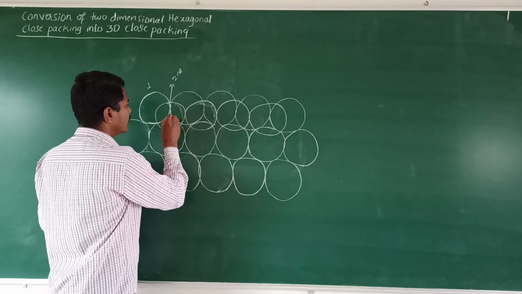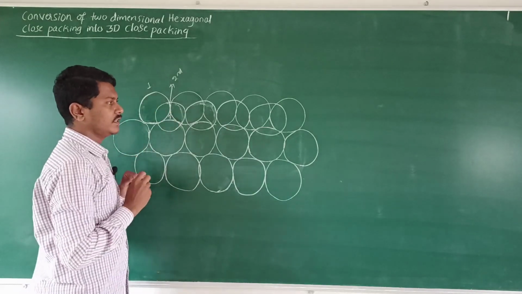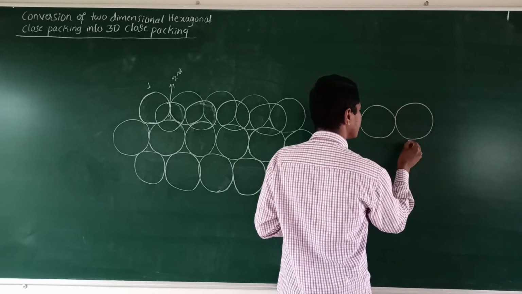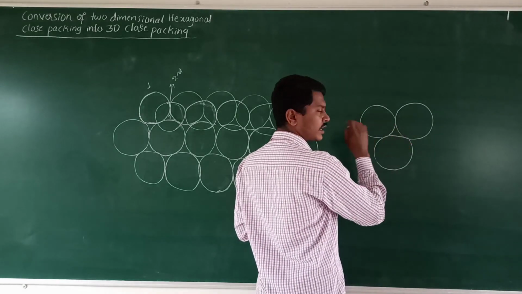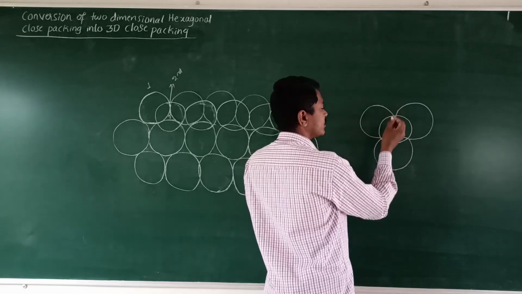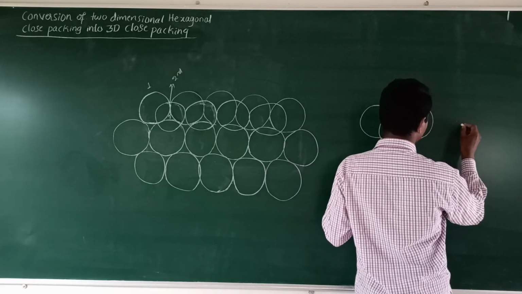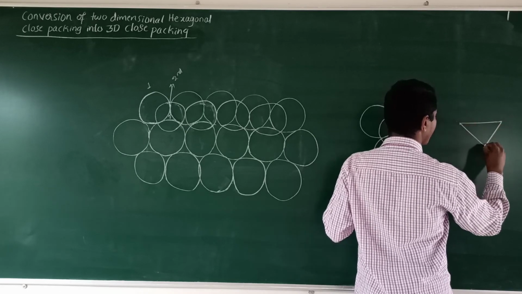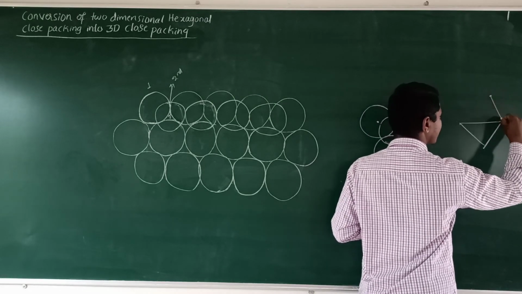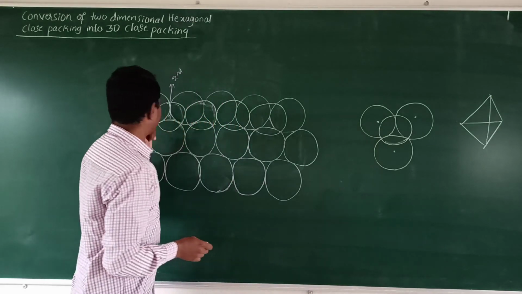Okay, like this. When we apply the second layer on the first layer, we get one tetrahedral void. See how it looks like this. These are the three spheres. One triangle-shaped void is formed. This depression is filled by the second layer sphere. These three are in a trigonal shape, and another one is above, like this. This is the tetrahedral structure, isn't it?